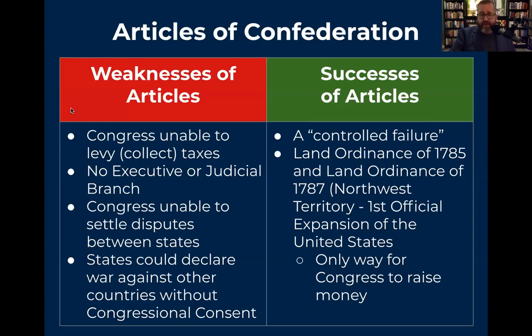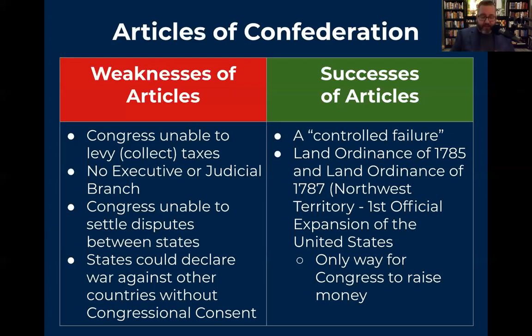The Articles of Confederation are going to see significant weaknesses like Congress's inability to levy taxes. There is no executive or judicial branch, so there's no check or balance on this unicameral legislature. Congress is unable to settle disputes between states. They're very much weakened and have the inability to put their foot down in disputes, whether it be interstate commerce or trade. And states could declare war against each other or even countries without congressional consent. And that's just simply not going to work.